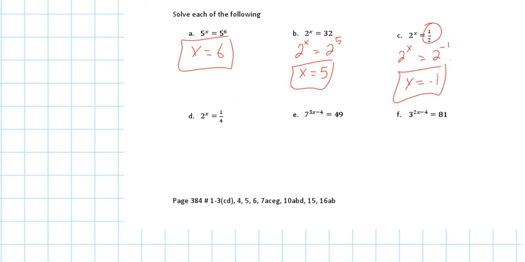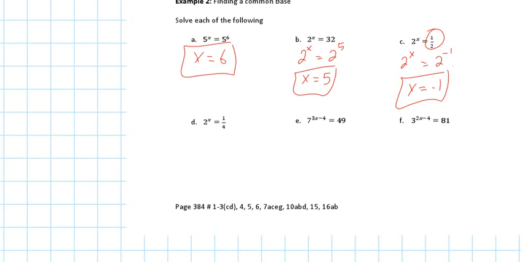So if I have 2 to the power of x equals 1 over 4, what do you want to write it as a base of? As a base of 2. Can I change the 4 into a base of 2? 2 to the power of what gives me 4? 2 to the power of 2. But that's not the same base, right? My base here is a half. So what do I do to make it base 2? 2 to the power of negative 2.